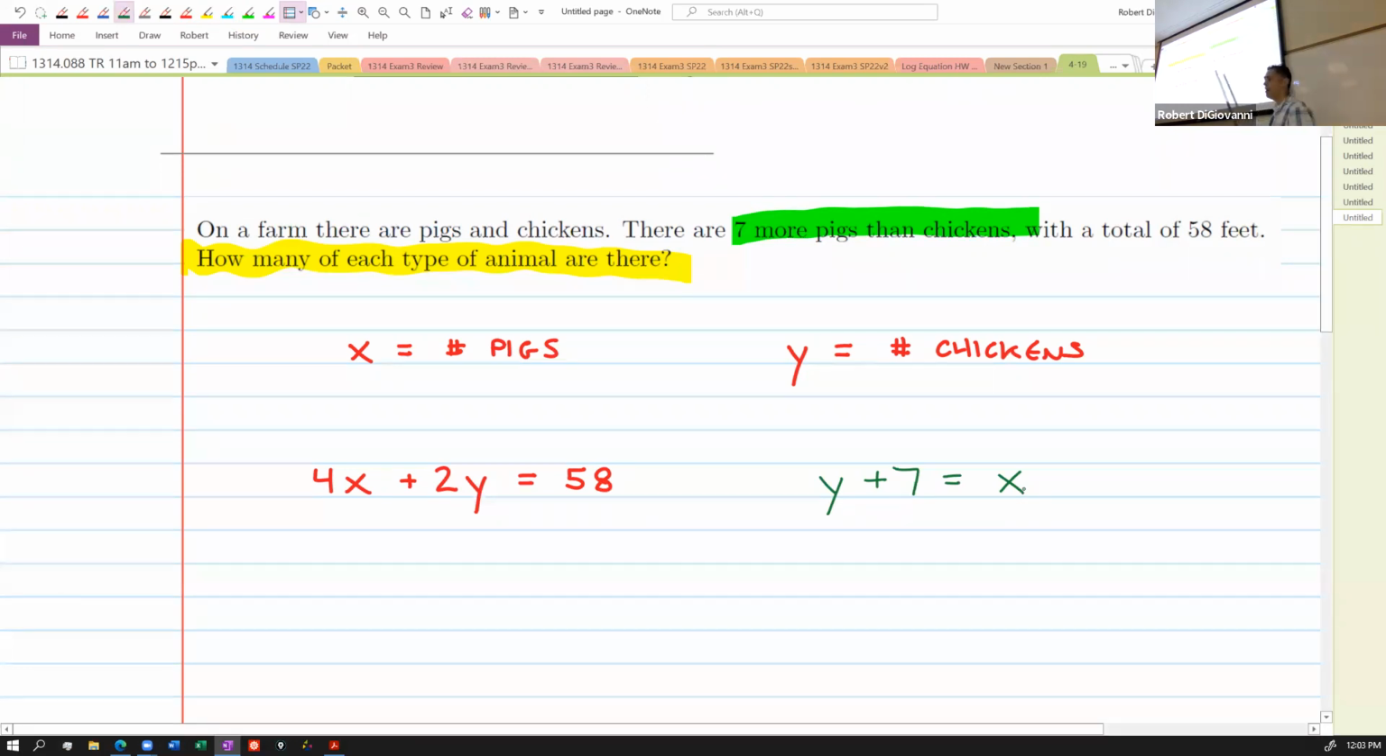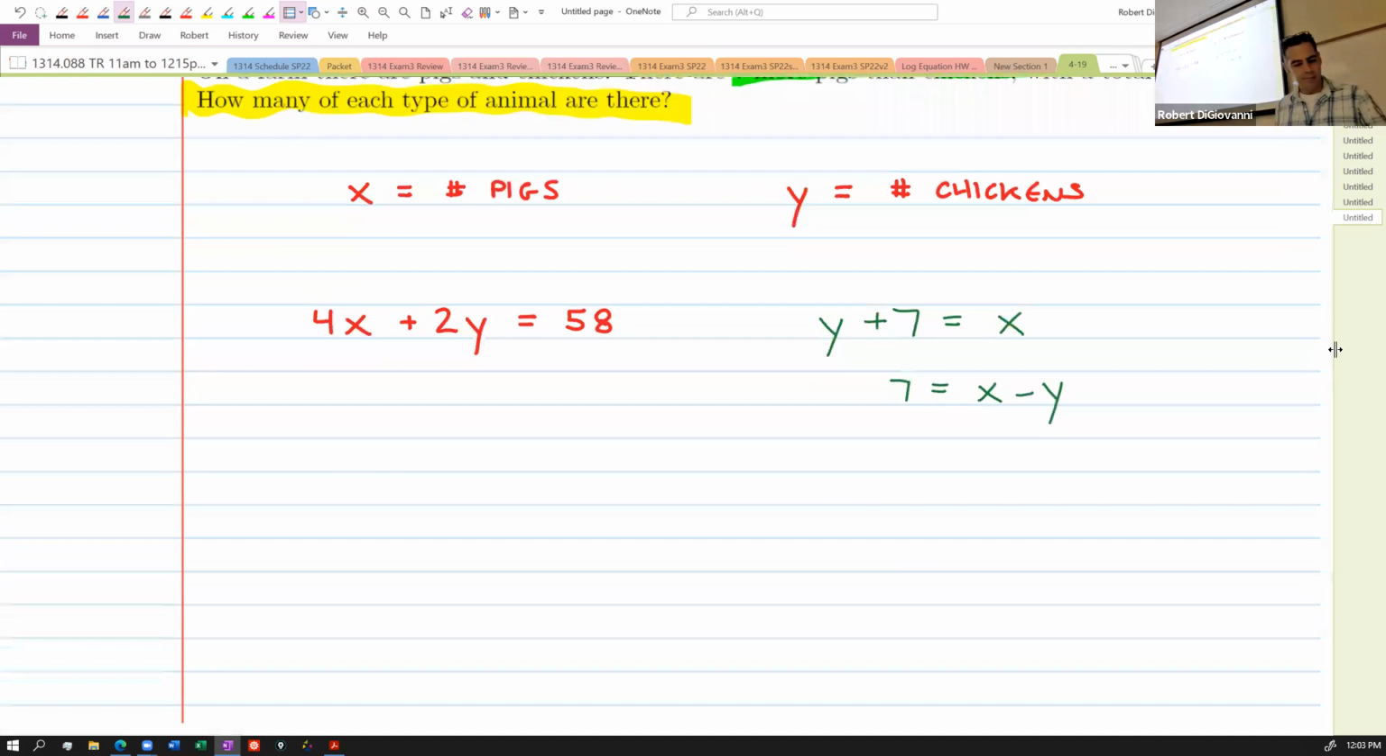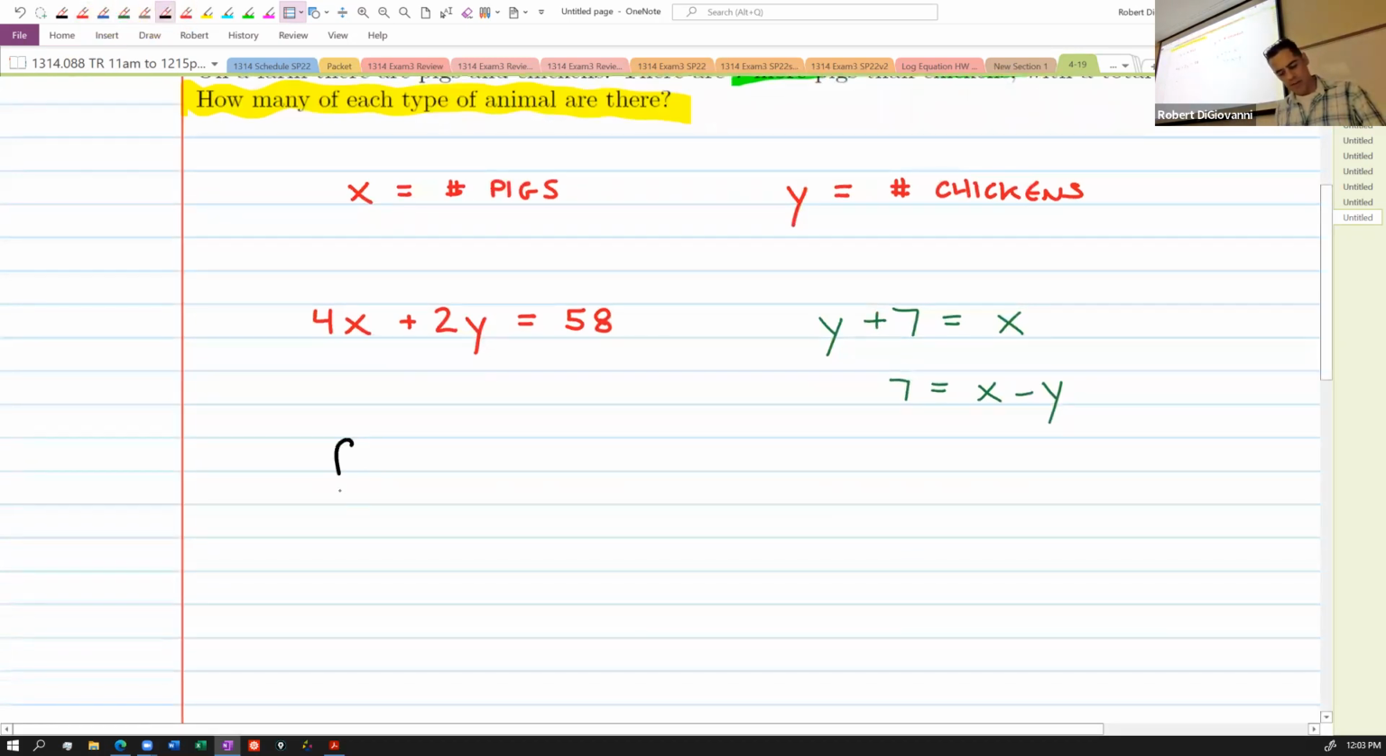We're going to need to move things around here, aren't we? Now, when you move things around, it doesn't matter which way you go. You can move the Y over here, or you can move the X to the left and then the 7 to the right. It's your choice. So I'm just going to move the Y to the right and make this 7 equals X minus Y. And now I'll set up my system. So my system looks like this: 4X plus 2Y equals 58. And then the other one is X minus Y equals 7.